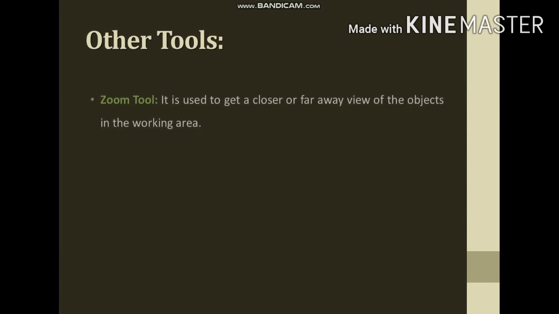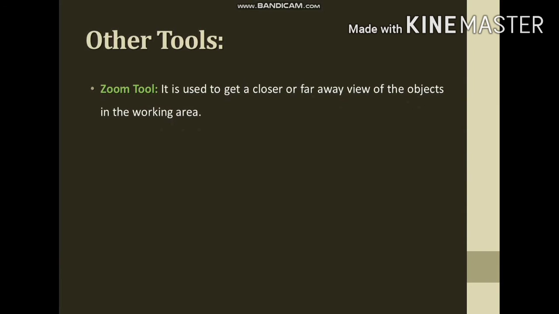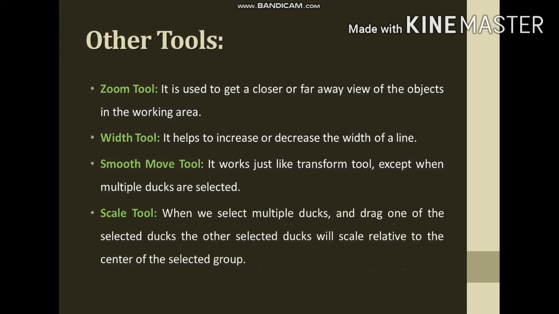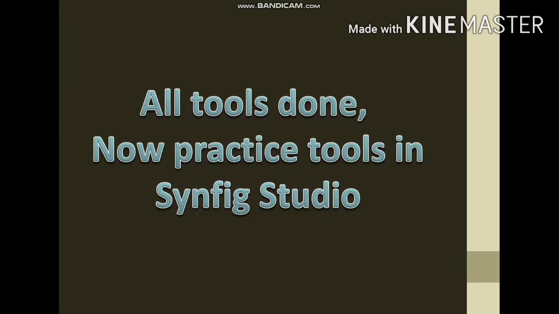Other tools, zoom tool, that is used to get the closer or far away view of the object in the working area. Width tool, it helps to increase or decrease the width of a line. Then smooth move, it works just like a transform tool except when multiple ducks are selected. Scale tool, when we select multiple ducks and drag one of the selected ducks, other selected ducks will scale relative to the center of the selected tool. Okay, so that's all. Now practice tools in Synfig Studio. For simplicity, we are creating different objects.